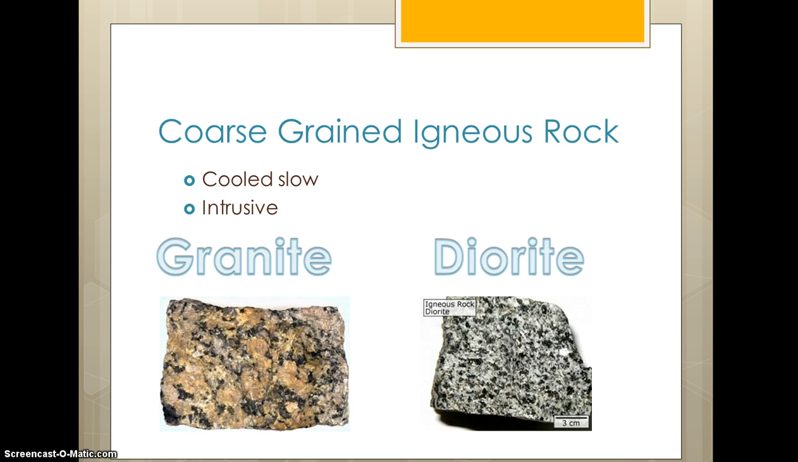So here are two coarse-grained igneous rocks. Remember, they've cooled slow. They cool underground. So on the left you have granite, and on the right you have diorite. And you can see the speckles. Each of those speckles is one of those mineral grains that grew. And it took a long time for those mineral grains to crystallize and get that big. So that had to happen underground, where it cooled slowly over thousands of years. So our two main categories of igneous rock are intrusive and extrusive, and that's going to determine the grain size that you see.